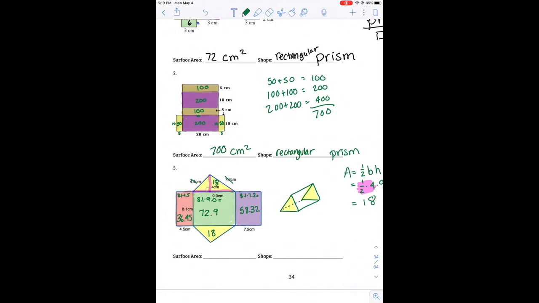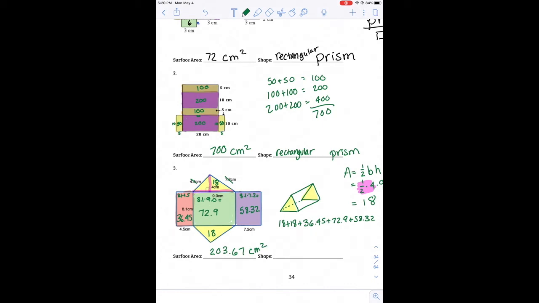The last step is to add up all of these numbers, and only 2 of them were the same. Only the 2 triangles were the same. So I need to do 18 plus 18 plus 36.45 plus 72.9 plus 58.32. Add those all up, and you get 203.67. Remember, put your units on: centimeters squared. Area is always centimeters squared.